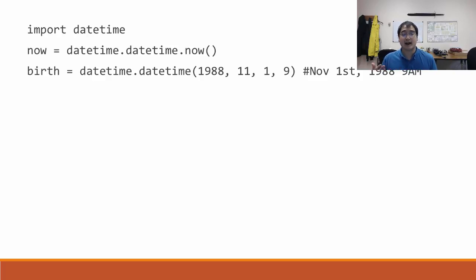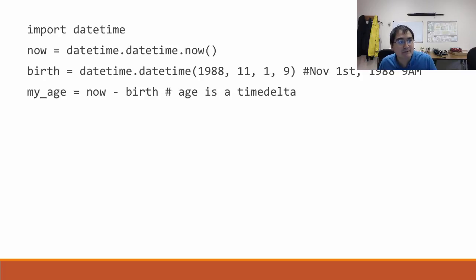I was born at 9 a.m. on November 1st, 1988. And so I want to figure out, how old am I right now? Well, the way you can determine how old you are is you need a time delta, and you can get a time delta by subtracting a date from another date. It is the difference in those dates. So my age represents the duration from when I was born till now.